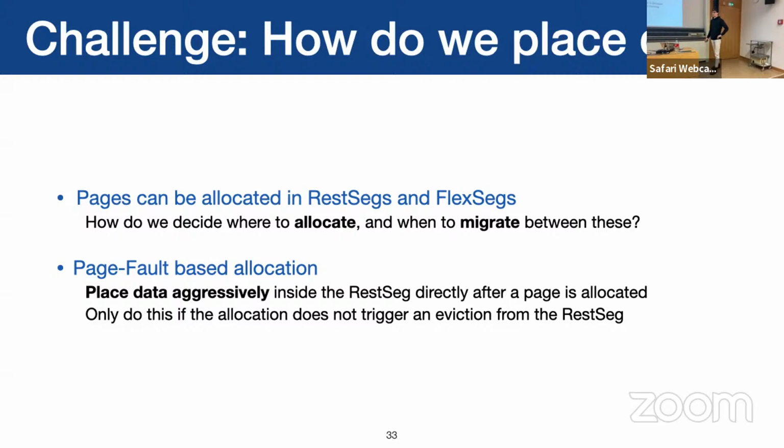So now we created a new challenge by dividing the memory into two kinds of blocks, namely, how do we allocate and how do we migrate between those segments? Because we have to choose where our pages should go, in a restrictive or in a flexible segment. We do this using page fault-based allocation, which means that if we get a page fault for a page, we immediately allocate it in a restrictive segment if we have space there. If we don't, then we allocate it in a flexible segment, so in the page table.